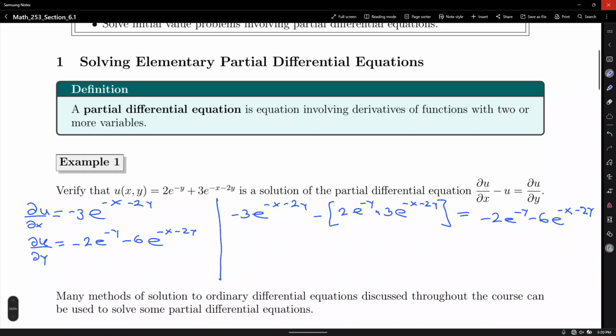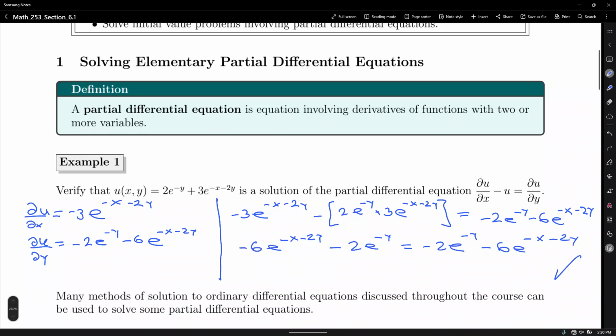Now let's check both sides of the equation. Combining like terms, we get -3e to the negative x minus 2y, combined with another -3, that is -6e to the negative x minus 2y, and then minus 2e to the negative y. Isn't that a solution to the PDE? That's because both sides of the equation agree when checking and substituting everything. So yes, it is a solution.